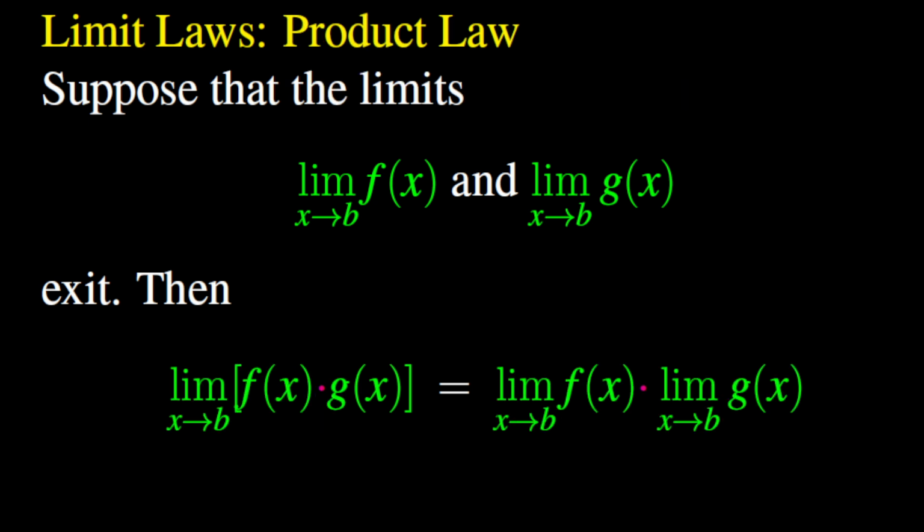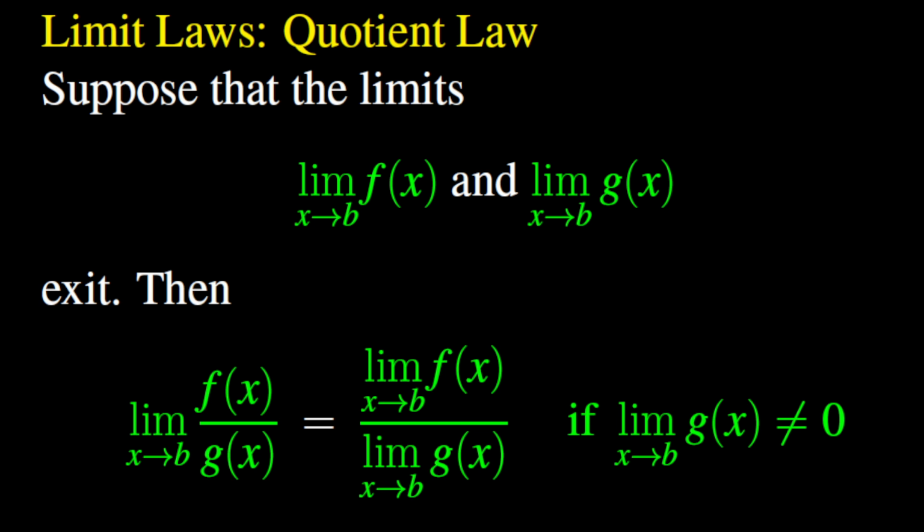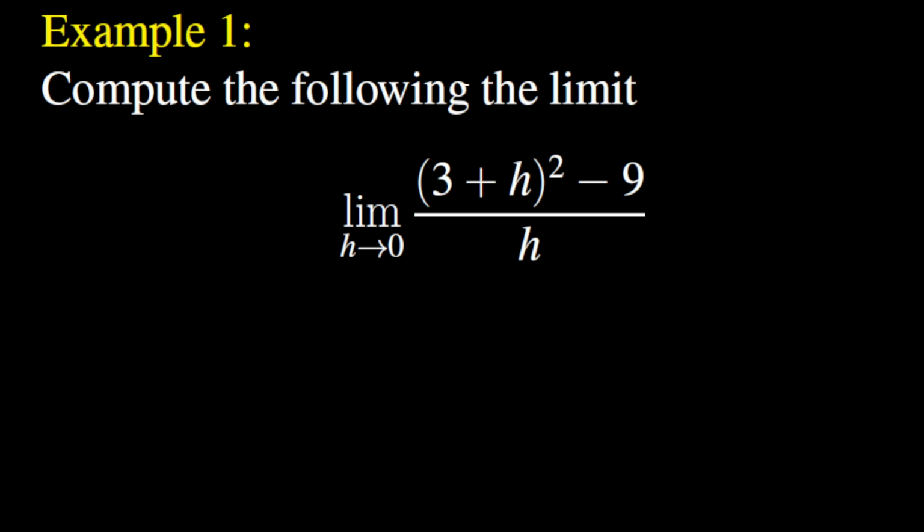The fourth limit law is the product law. The limit as x goes to b of the product f of x times g of x is equal to the product of limits. The fifth limit law is the quotient law. The limit as x goes to b of the quotient, f of x divided by g of x is equal to the quotient of limits, provided that the limit as x goes to b of g of x is not 0. Now that we have reviewed the main limit laws, let us apply them in the following examples.